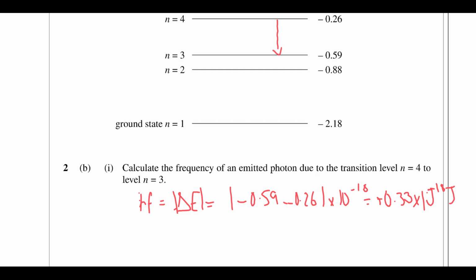So what we need to do is divide that by Planck's constant, so divide by 6.63 times 10 to the minus 34, and that gives us a frequency there of 4.997 times 10 to the 14, which is going to be 5.0 times 10 to the 14 hertz, once we've got the right number of significant figures there. So that's going to be the frequency of the photon emitted there.